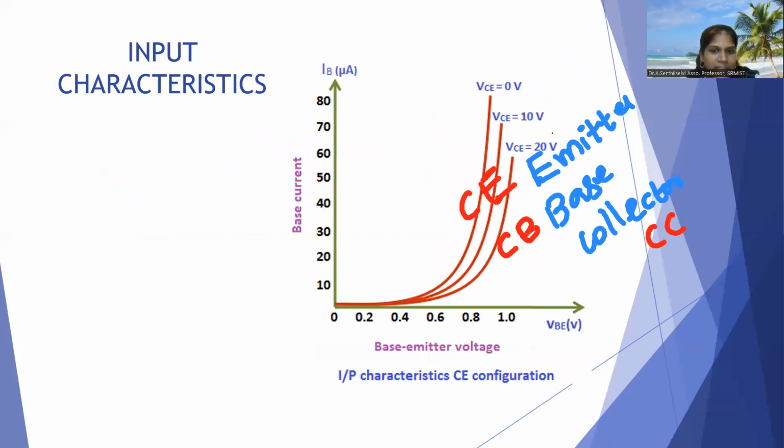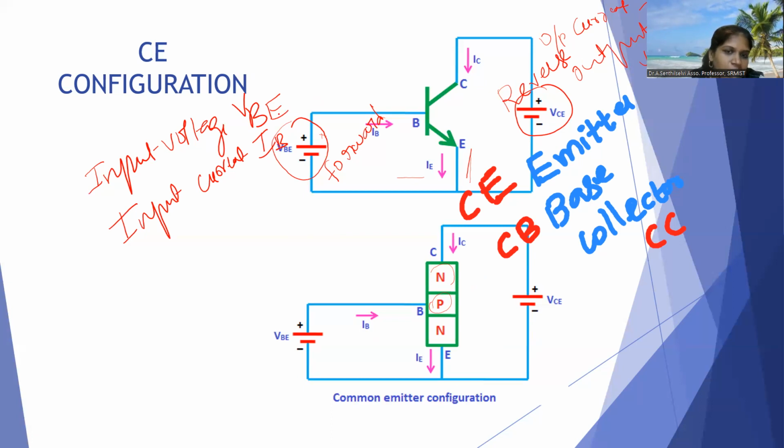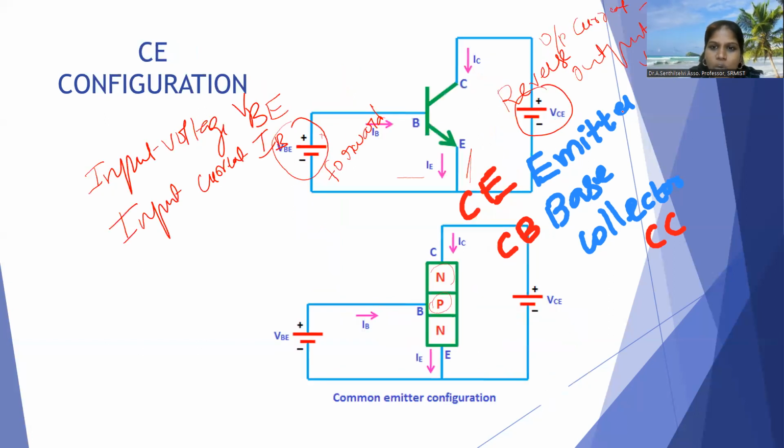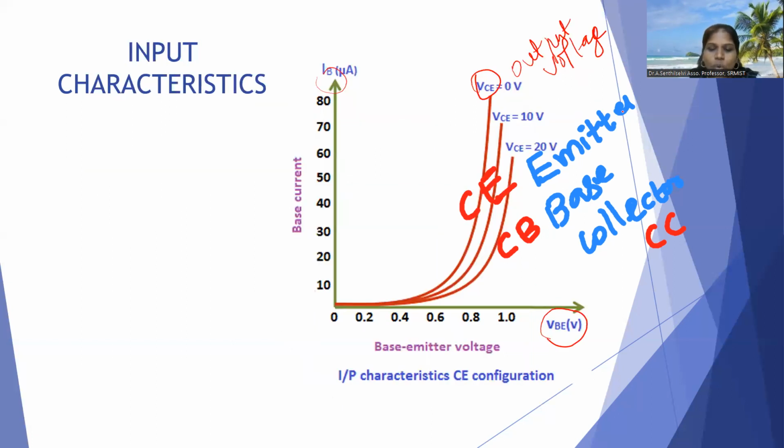See here, in the input characteristics, I already said input characteristics are drawn between input voltage and input current. See the diagram. What is our input voltage? VBE. What is our input current? IB. Then we keep VC constant. What is VC here? While drawing the input characteristics, this is the output voltage. VC is the output voltage. We should keep the output voltage constant. So, in the input characteristics, we draw between the input voltage and input current.